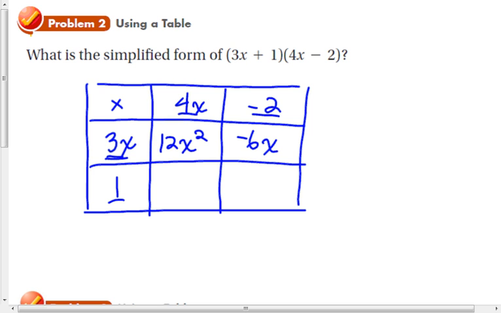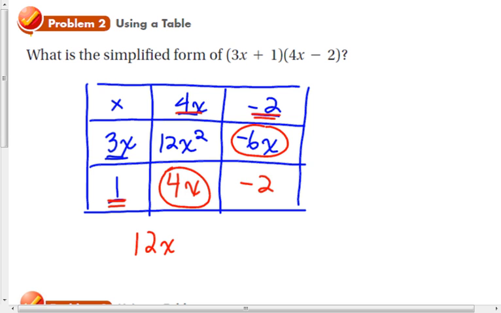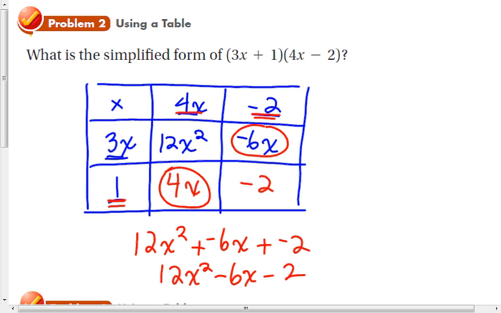1 times 4x is 4x. And 1 times negative 2 is negative 2. And then these two are like terms. So when I write the answer, I'm going to combine them. I'm going to get 12x squared plus negative 6x plus negative 2. And I'll simplify that a little bit more by writing these as subtraction. And so that's how you use a table. Go ahead, you try that.